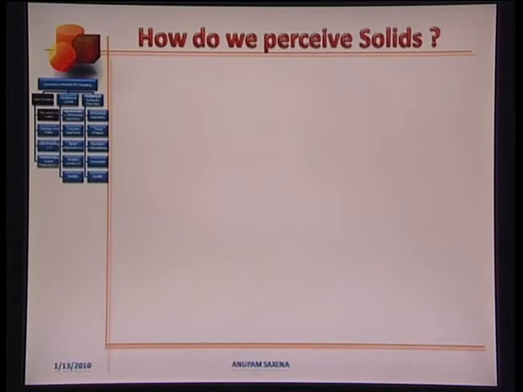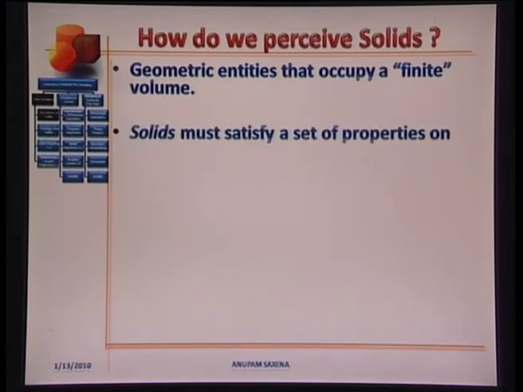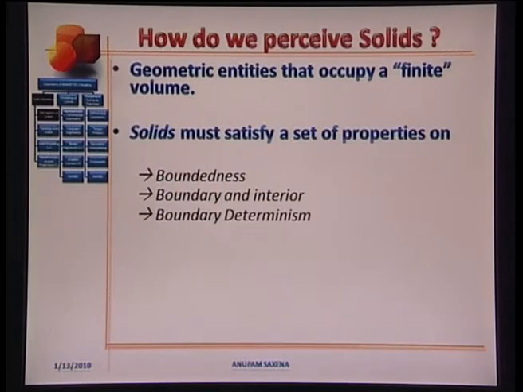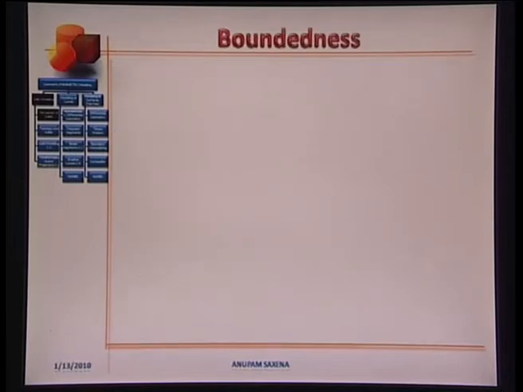Question: how do we perceive solids? Solids are like geometric entities that occupy a finite volume in space. Solids must satisfy a set of properties on boundedness, on boundary and interior, on boundary determinism, homogeneous three-dimensionality, rigidity, and closure. Let's explore these properties in detail.